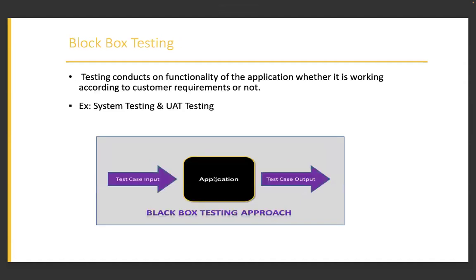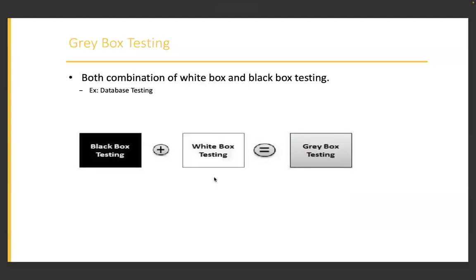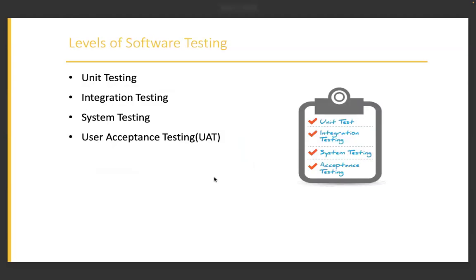Okay. Next is black box, basically system testing and UAT testing. So here we have the test case input and here we have the test case output. So that is coming under black box testing. Okay, so black box is more like testing conducted on functionality of the application, whether it's working according to customer requirement or not. Okay, so that comes under black box. Now a combination of both white and black comes under gray. Usually the database activity wherein we write the SQL script, right? So those you can consider as gray box testing.